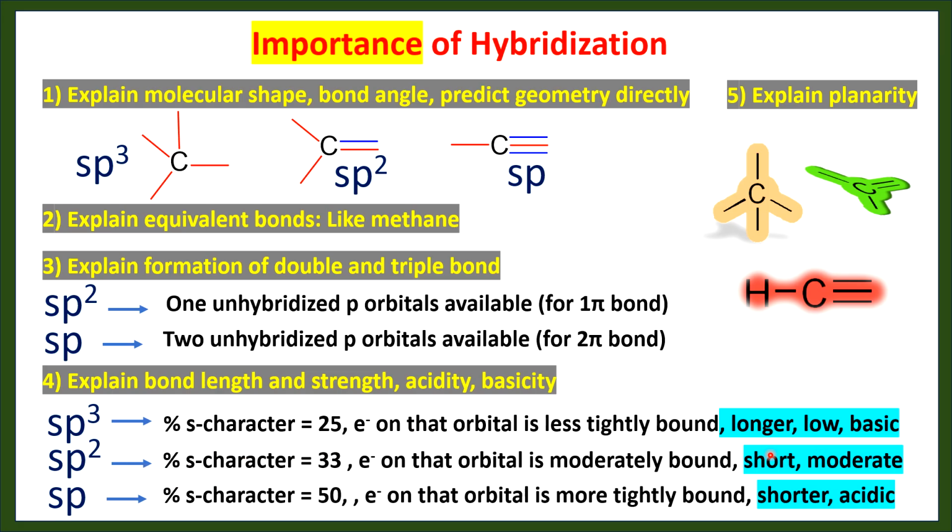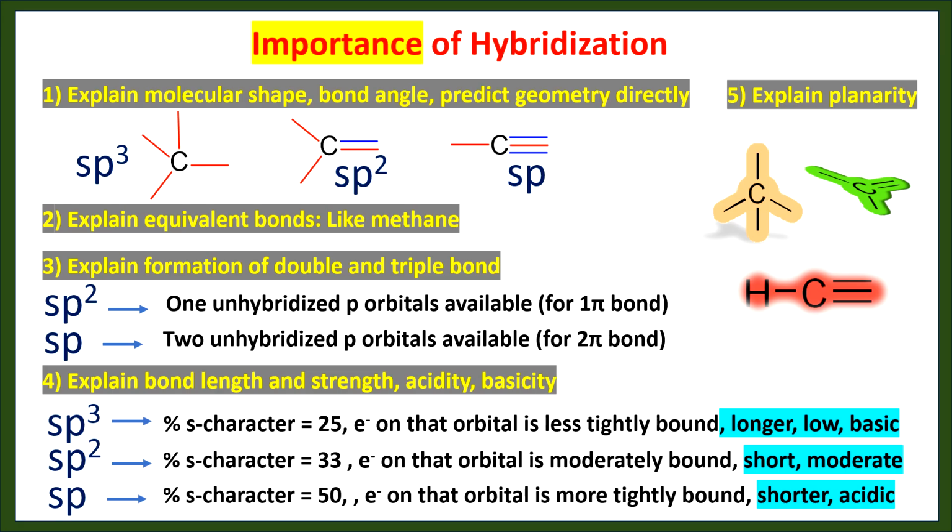If it is anionic, sp2 is moderate. If it is sp, the percentage of s character is 50 and electrons are more tightly bound by the nucleus, so the bond is quite shorter in sp, and the proton attached to that carbon is acidic in nature. It can also explain planarity: sp3 means tetrahedral, non-planar; sp2 means trigonal planar; and sp means linear, that is planar definitely.